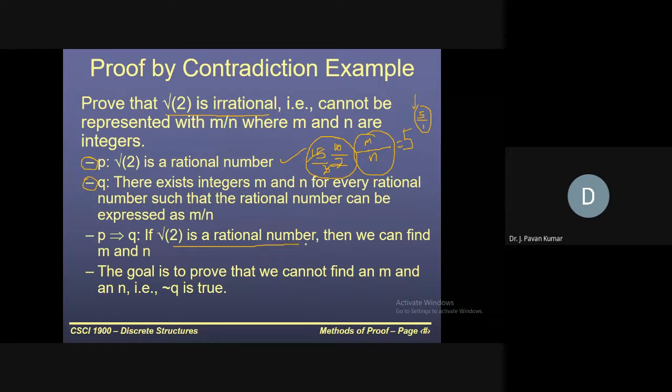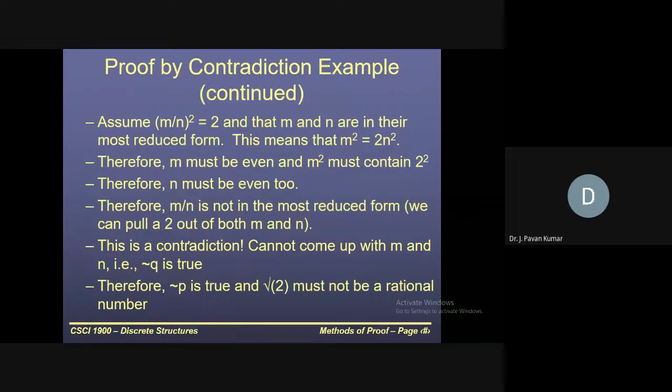Now based upon this, we will try to move. Like square root of 2 is a rational number, then we can find m and n. Okay, this is what P implies Q. And now what we have to prove is there does not exist m by n corresponding to square root of 2. For that, this is the proof. We have seen m by n whole square. If you do, then we will be getting 2, isn't it? m by n is square root of 2.